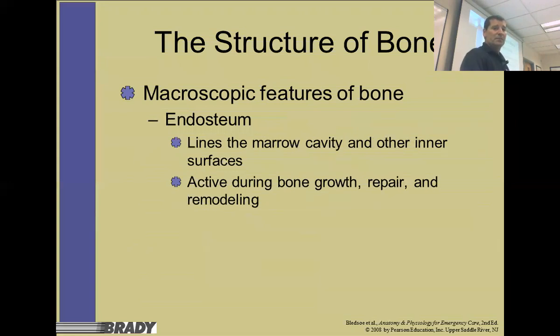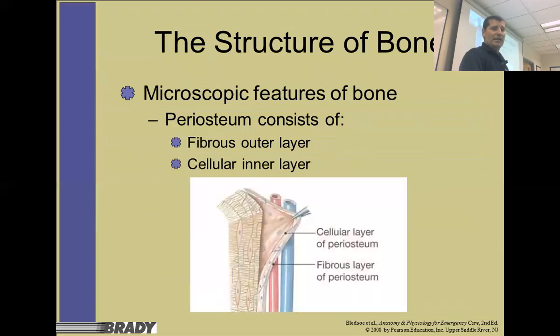Our endosteum lines the marrow. That's our most inner aspect. And here's that periosteum again, in more of a breakdown. It basically has two layers: an outer fibrous layer and an inner cellular layer, and that's where the blood vessels are coming in through, and that's what protects the bones.